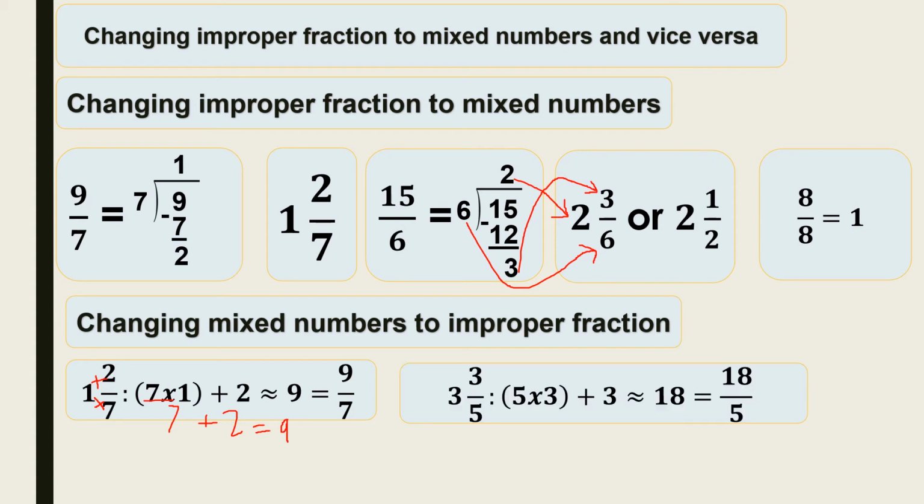Another example. So 3 and 3 over 5. In 3 and 3 over 5, you need to multiply 5 times 3 and then add 3. Always, you need to multiply first. So 5 times 3 is 15. Okay, 15. And then after you multiply, you need to add 3. So you will have 18. And then you just copy the old denominator. Just like that. So that is what you call the vice versa of it. Okay?